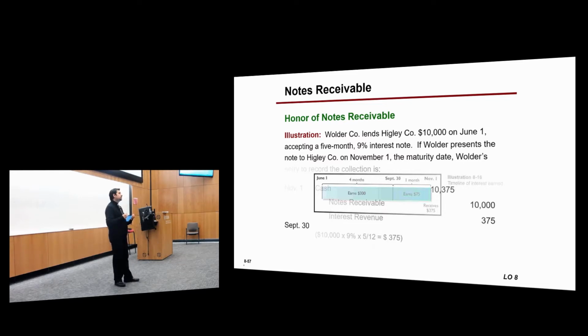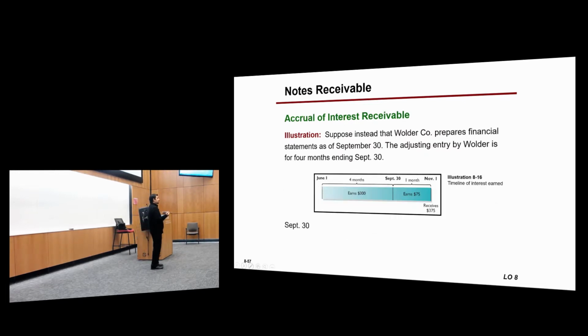However, let's say that instead of preparing the financial statements after maturity, the company prepares their financial statements at the end of September. That means the maturity date is in the next accounting period. It's the next year. The company will not receive cash. They will not get the payments. However, they earned interest. So you record the earned interest.